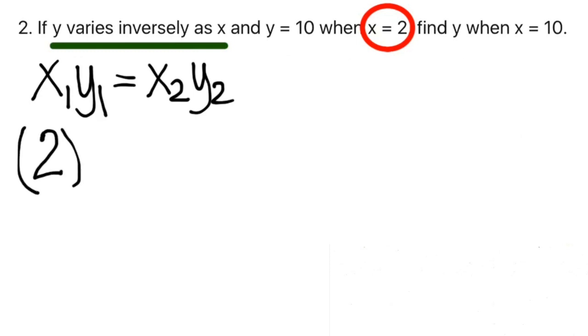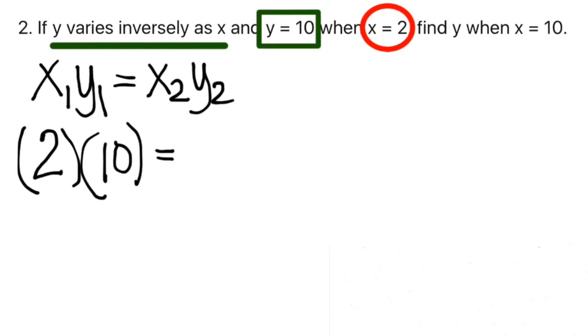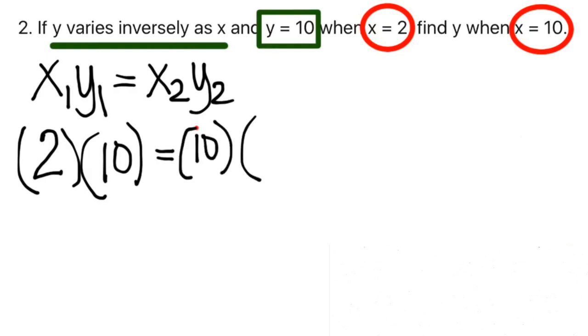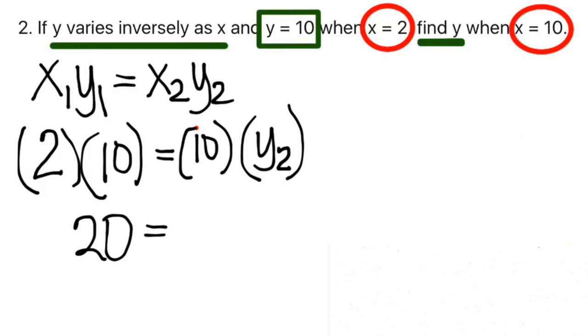Multiplied by unang value ng y, which is yung 10. Equals pangalawang value ng x, which is yung 10. Multiplied by pangalawang value ng y. Pero since wala tayong pangalawang value ng y dahil yun yung hinahanap, remain as y sub 2. So, multiply lang natin. 2 times 10, that is 20, equals 10 times y, so that is 10y.